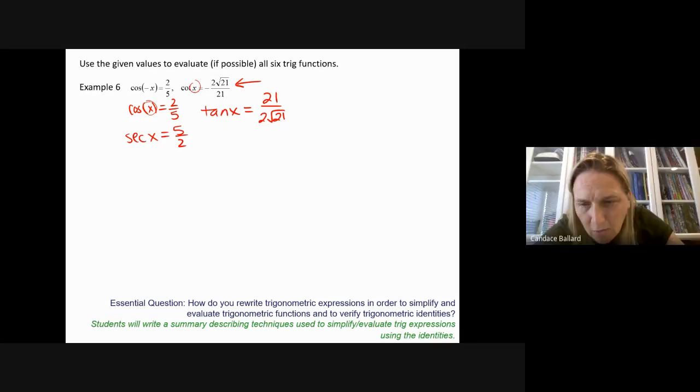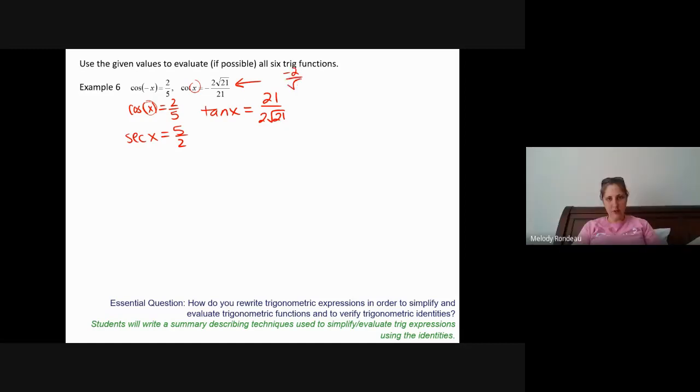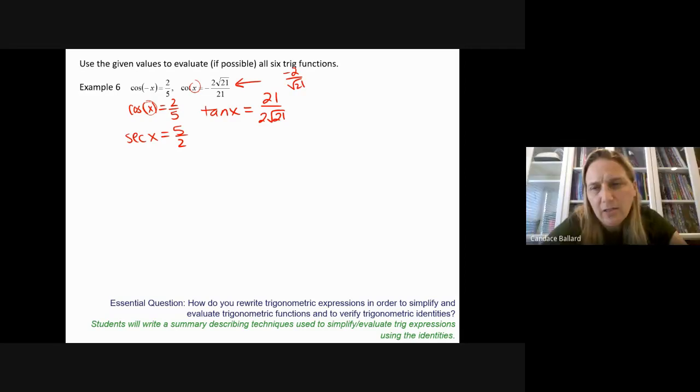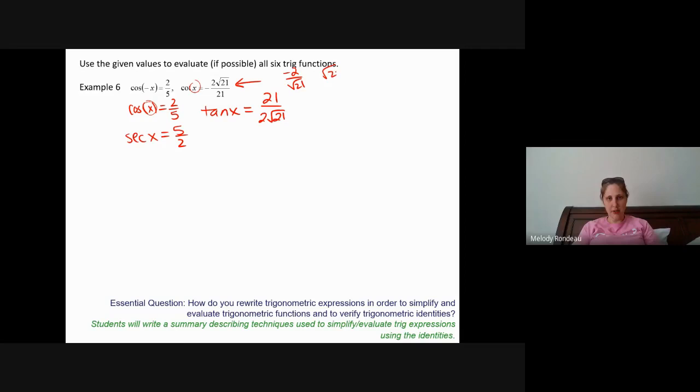Square root of 21 halves. Negative 2 square root of 21 over square root of 21. Negative 2 over square root 21. I also had square root of 21 over 2. Okay, so I love both of these answers, honestly. The second one, I think we just forgot about the negative, which I'm not worried about for this particular question.